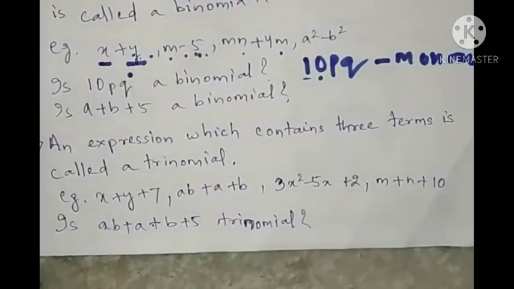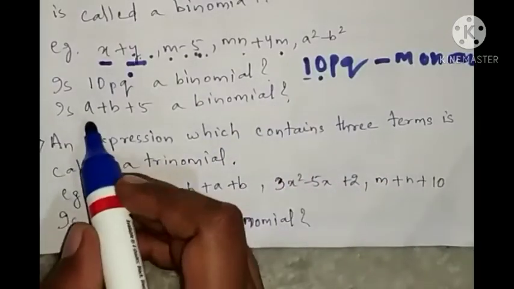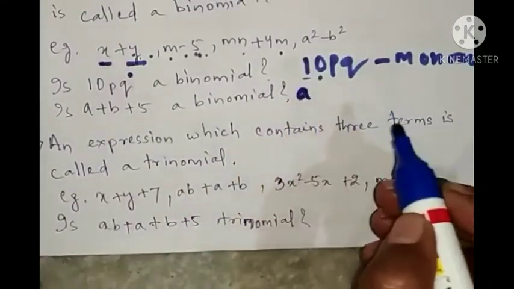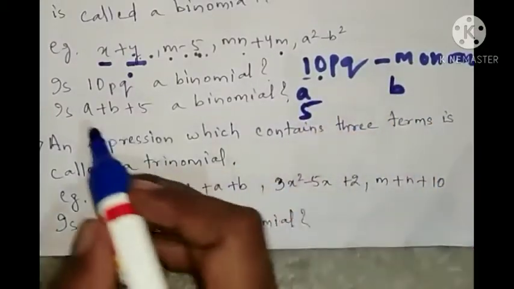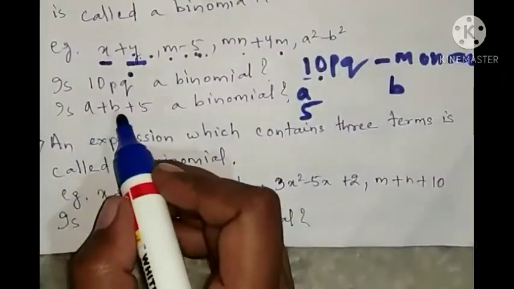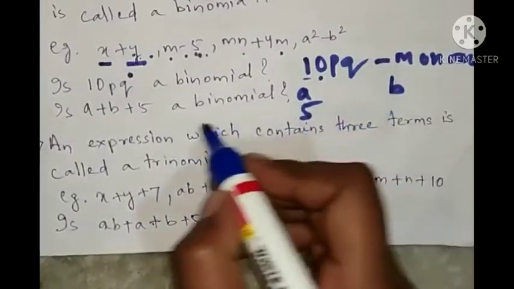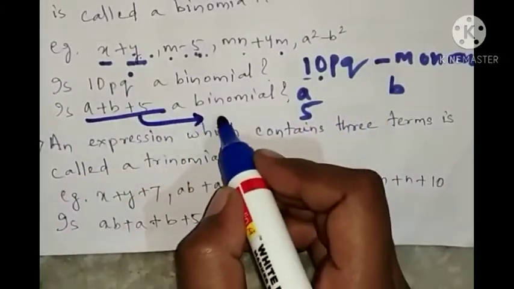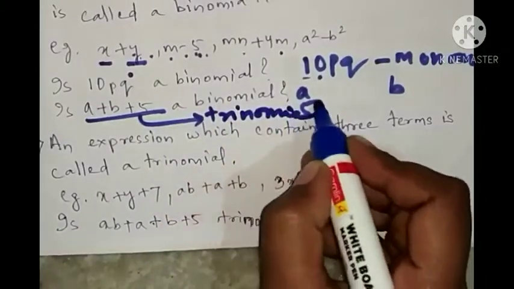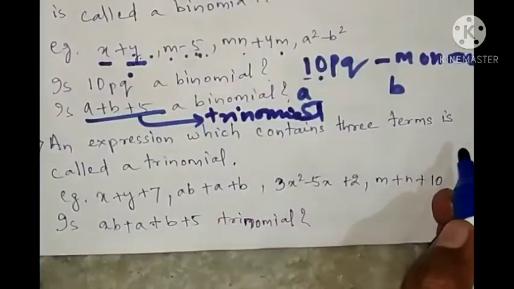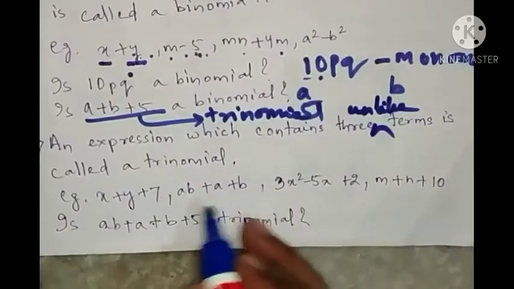Let's see. Is a plus b plus 5 a binomial? Look here. a is one term, b is one term and 5 is one term. Means three terms are added, so this is not a binomial. This is a trinomial. So an expression which contains three unlike terms is called a trinomial.